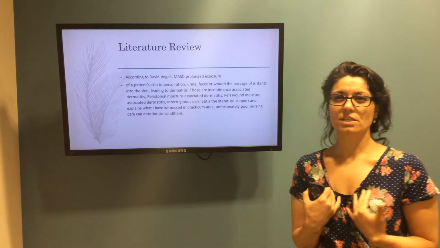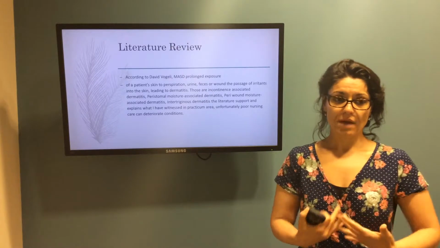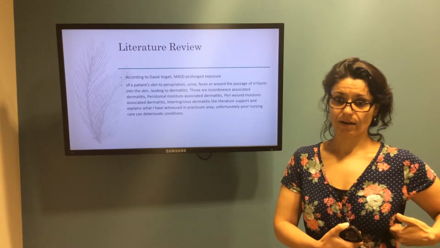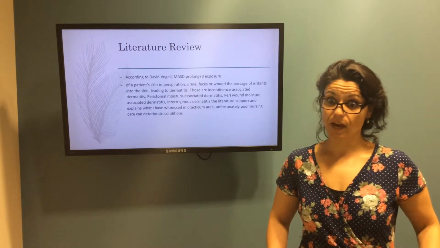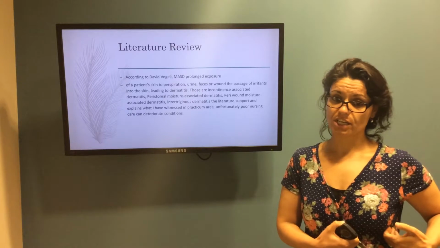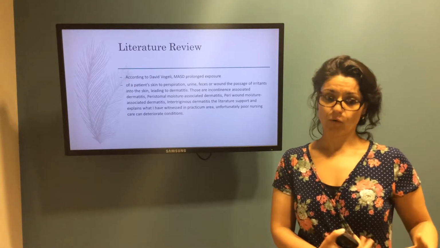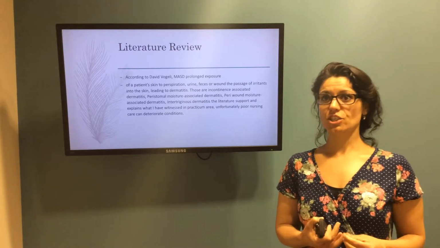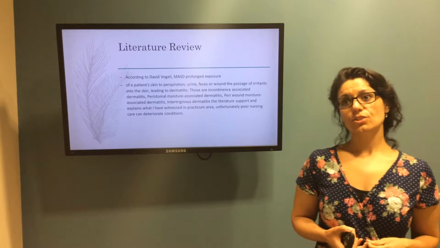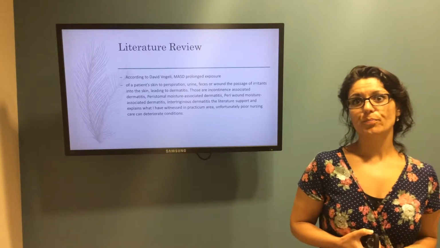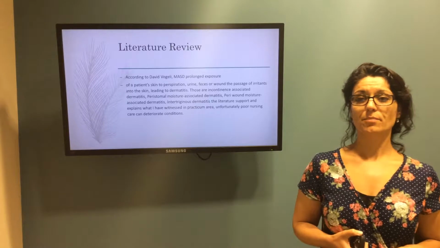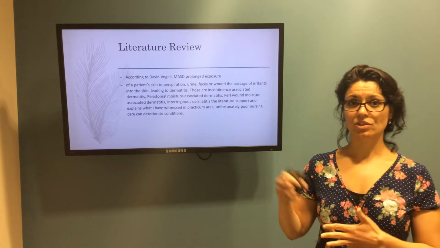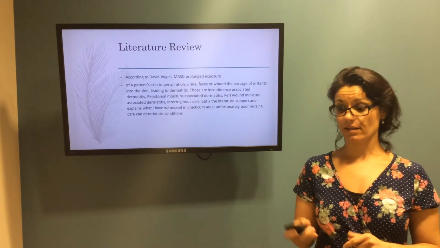and intertriginous dermatitis, which is when some patients have bigger breasts and skin folds at the same time. That can cause perspiration and then can open or irritate that skin area. It's called intertriginous dermatitis. The literature that I reviewed supports and explains what I have witnessed in my practicum area. Unfortunately, poor nursing care can deteriorate the condition into a pressure ulcer or something else.